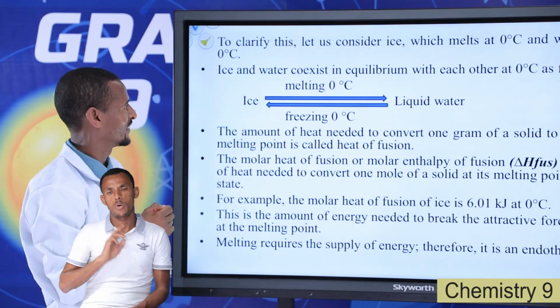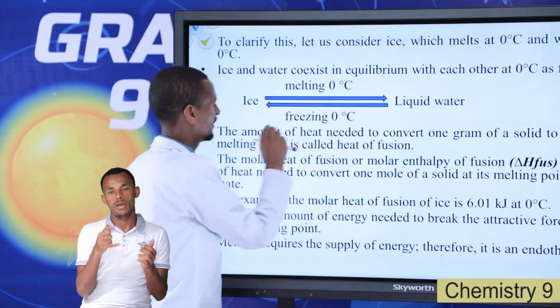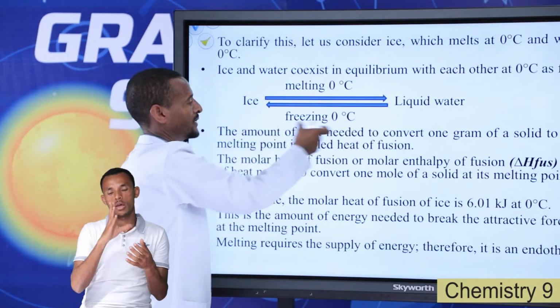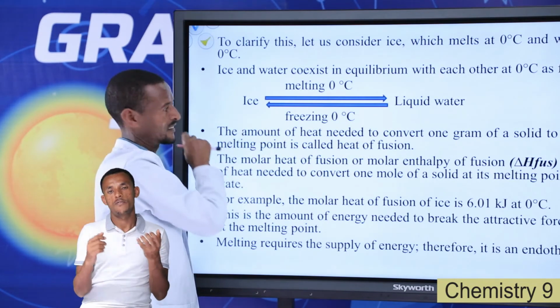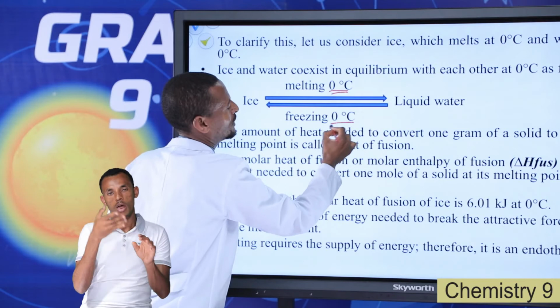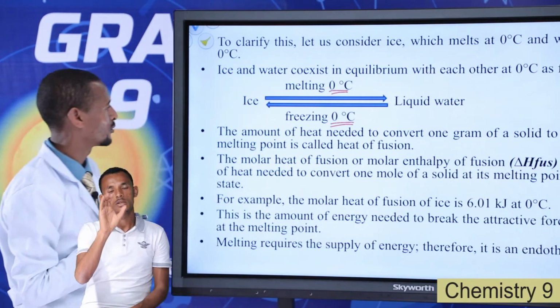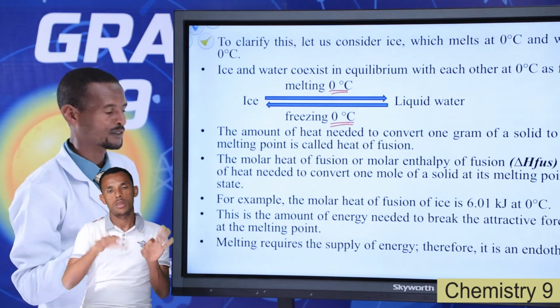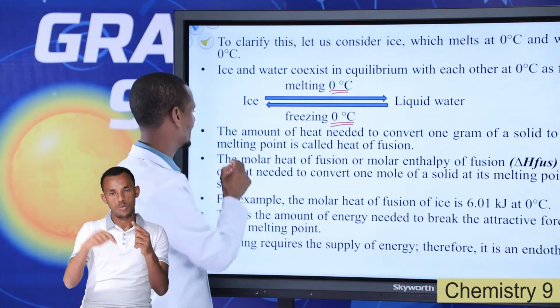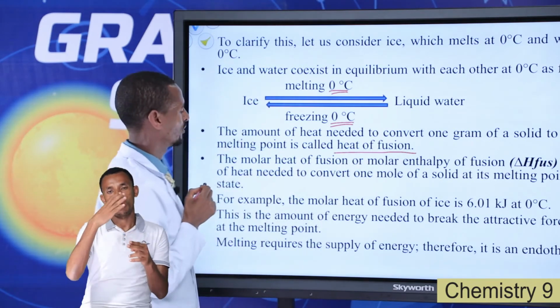We can see here, when ice melts, it changes to liquid water, and when liquid water freezes, it changes to ice. Both take place at 0 degrees Celsius, okay? The amount of heat needed to convert 1 gram of a solid to a liquid at its melting point is called heat of fusion.